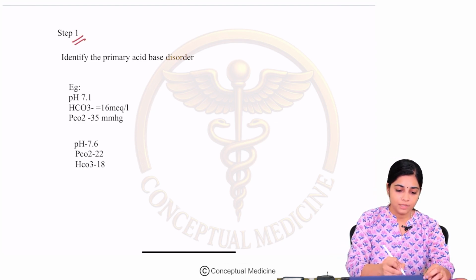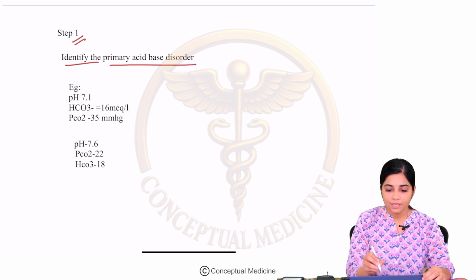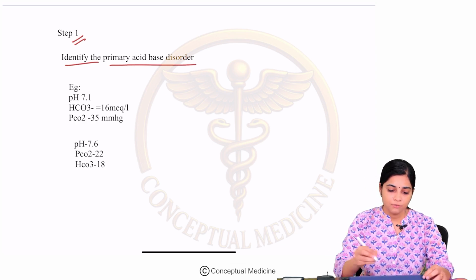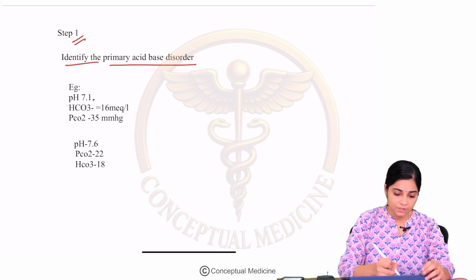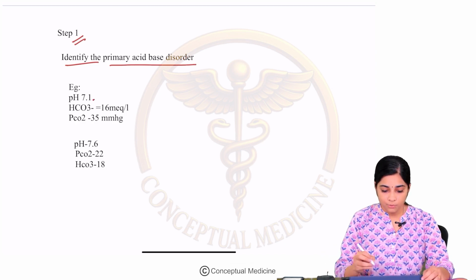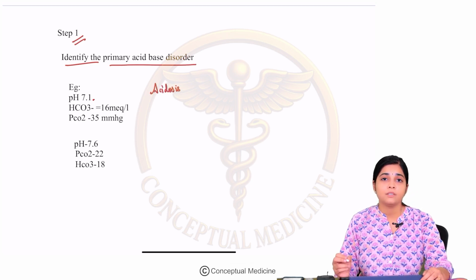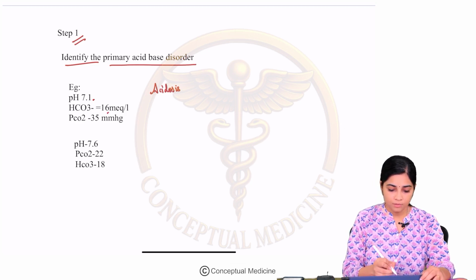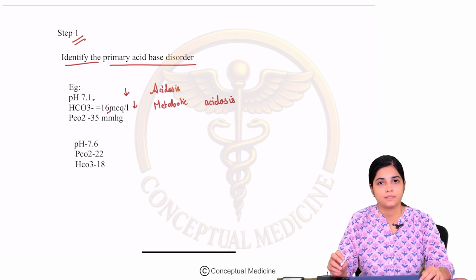Step 1 is, once you have obtained your ABG report, you identify the primary acid-base disorder. For example, let us say these are the values you have obtained on your ABG. The pH is 7.1. So what is it? It is acidosis. Is this a metabolic or a respiratory acidosis? Look at the bicarb. The bicarb is also low. So this is a metabolic acidosis.